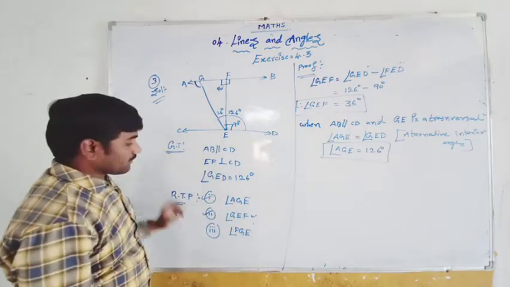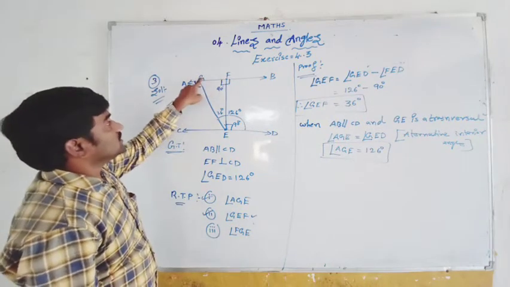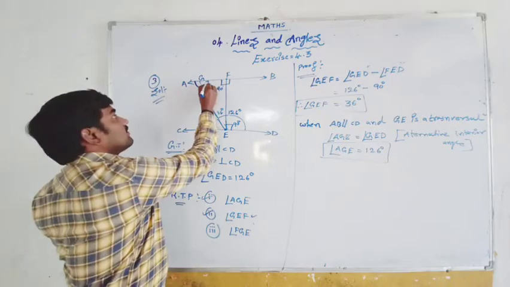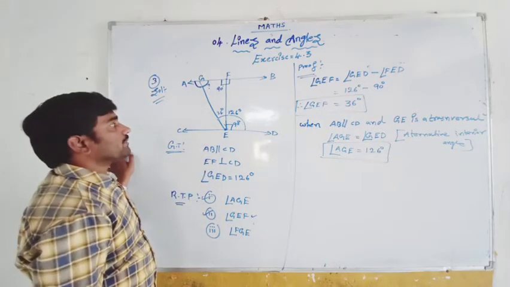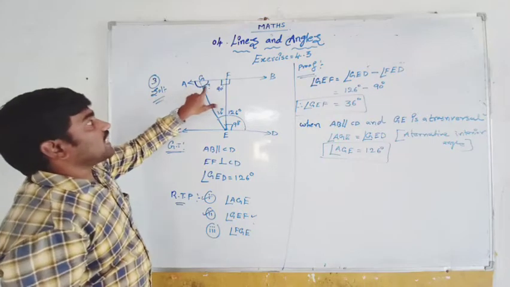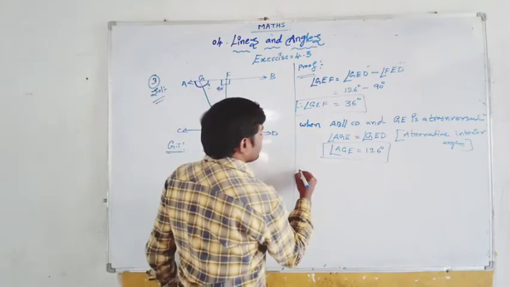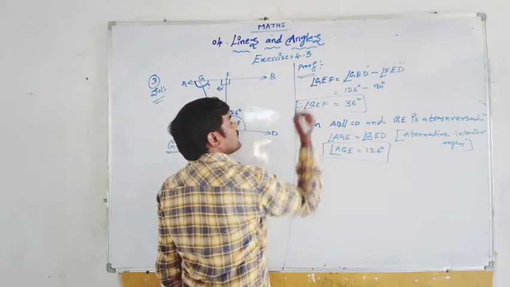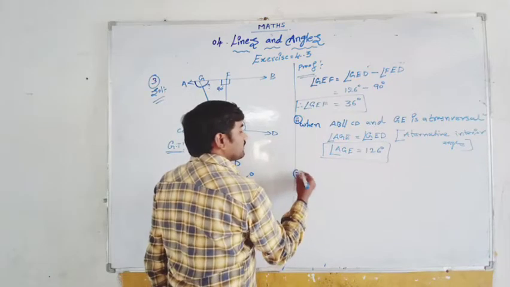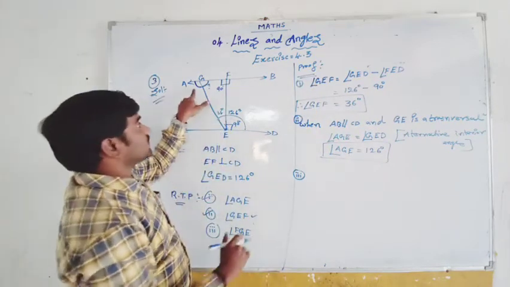Then the third one. What is FGE? F to G, G to E. What will be this angle? This angle we need to find out. Simple. Here this angle is a linear pair angle. Now we go for the third one. FGE we need to find out.